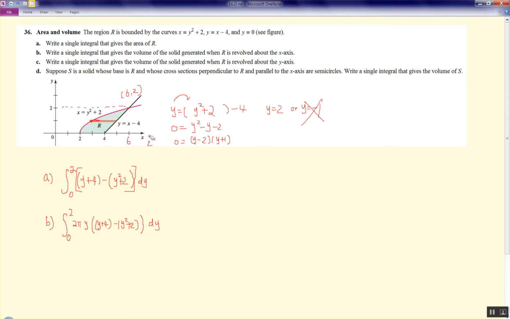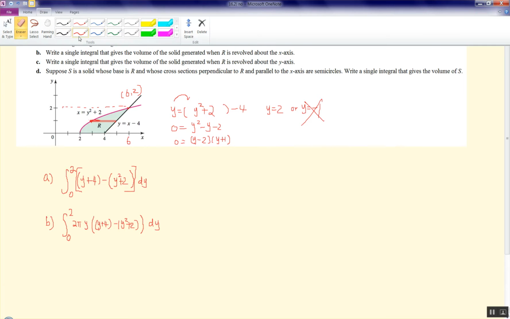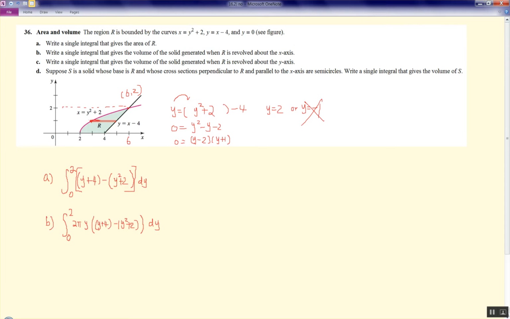Now for part C, let me first erase those. Part C says that this region is rotated about the y-axis. We still need to slice horizontally. Now let's see what happens if we slice horizontally. When this slice is rotated about the y-axis, we can see a washer is created. Okay, so this is the washer. Therefore, the washer method should be employed.